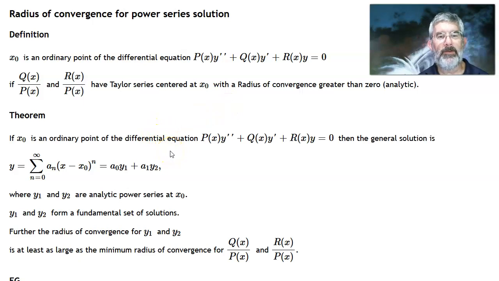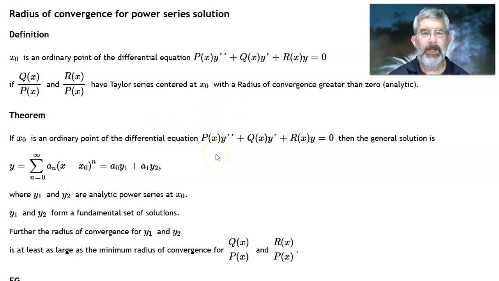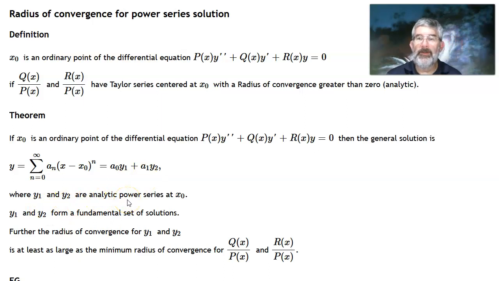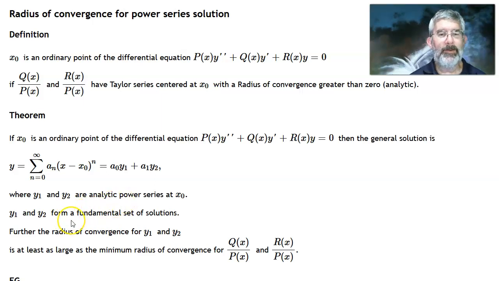Now, theorem. If x0 is an ordinary point for this differential equation, then the general solution can be found as a power series and split into two power series, a0 times one power series plus a1 times another power series, where those two, y1 and y2, are analytic series at x0. That is, they have Taylor polynomials at x0, which have intervals of convergence longer than length 0. And those two form a fundamental set of solutions for the differential equation, so that this is indeed the general solution.